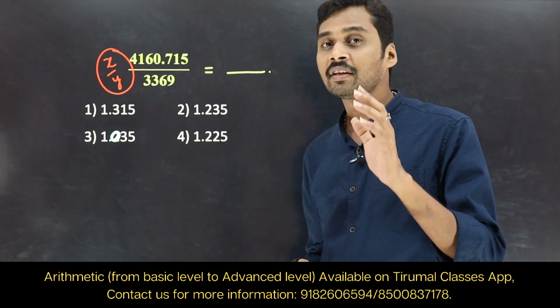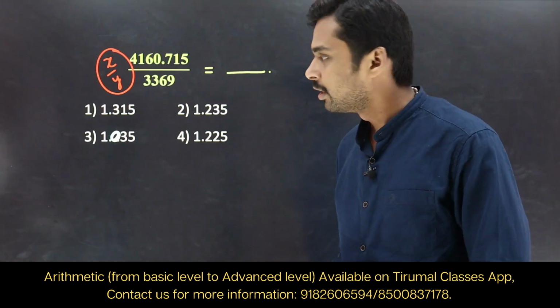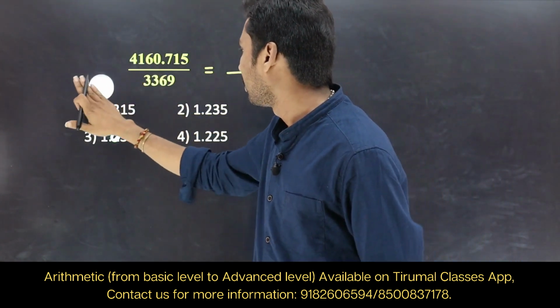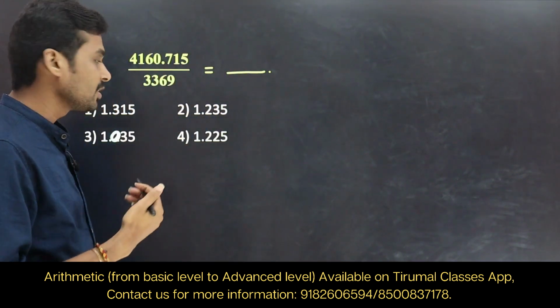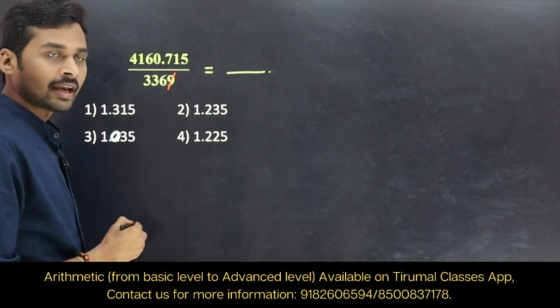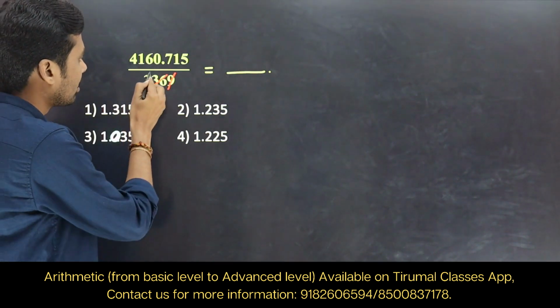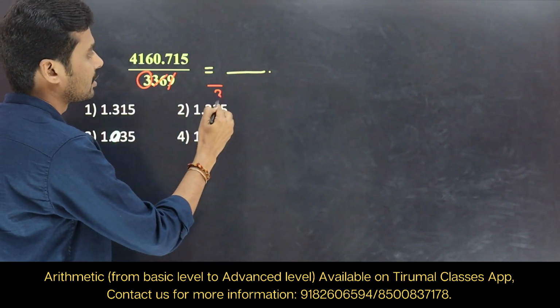First we have to take the DS of the denominator value, right? So what is the DS of the denominator value here? That is 3369. So just apply the digit sum concept here. 9, I can cancel out. 3 plus 6 is 9. So what is the remaining number? The remaining number is 3.